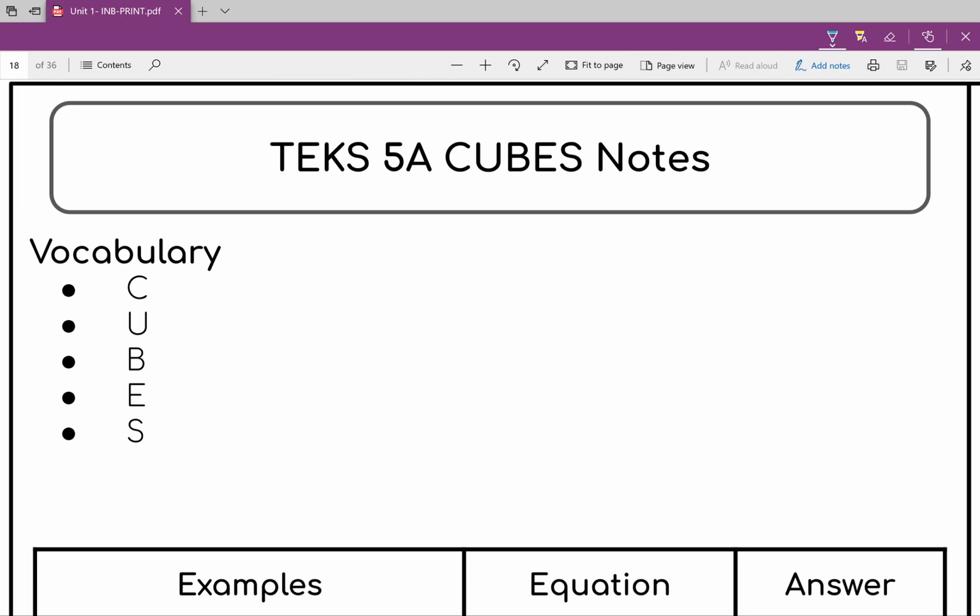TEKS 5A, CUBES notes. So today we're going to talk about CUBES, which is how we solve the applications to multi-step problems. So first, the vocabulary, what CUBES stands for. The C in CUBES stands for circle the number.